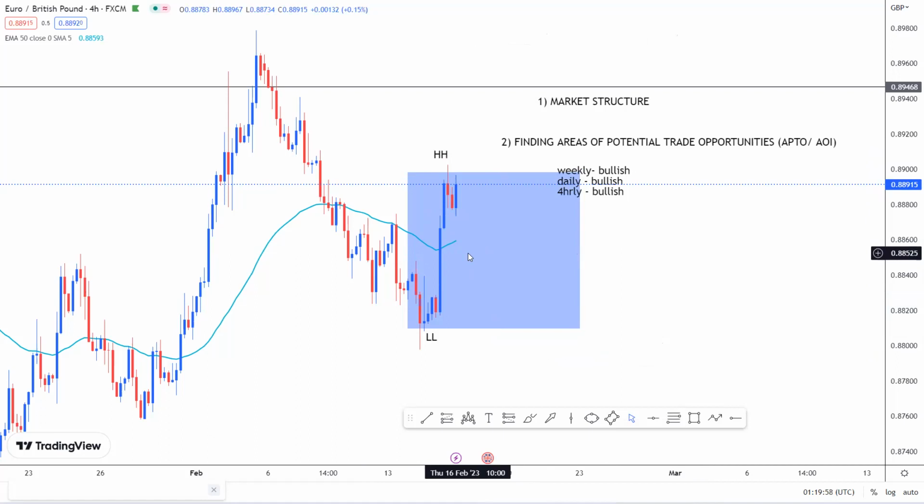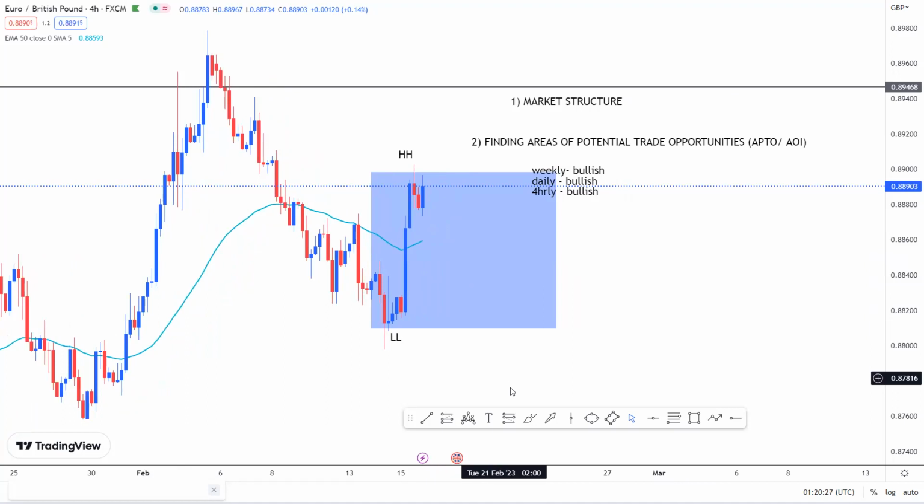And now this is where the smart money concept traders or the inner circle traders will come and look for order blocks within this box to set their buy limits. But personally, what I do is look out for whatever point has the most touches. And in this case, it is around psychological 88,700.